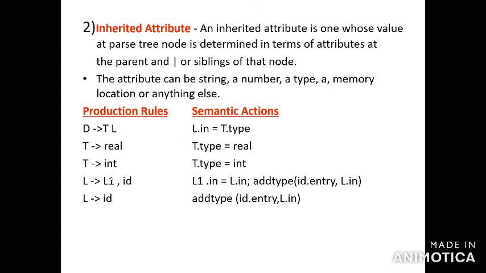So here you can check L tends to L1 comma ID, or L tends to ID. L can be either an identifier or L1 comma identifier, with L adding the type of the identifier. So this is for inherited attributes, for the context-free grammar. The context-free grammar can be associated with some production semantic action. Inherited attribute means the attribute of the parse tree node is determined from the parent or sibling of the node.